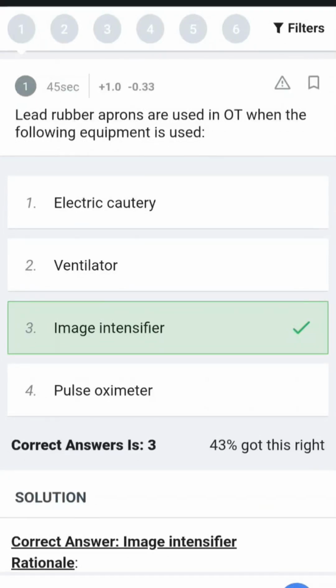Today we are going to discuss practical nursing important questions. So let's start. Question number 1. Lead rubber aprons are used in OT when the following equipment is used. Correct answer is image intensifier.